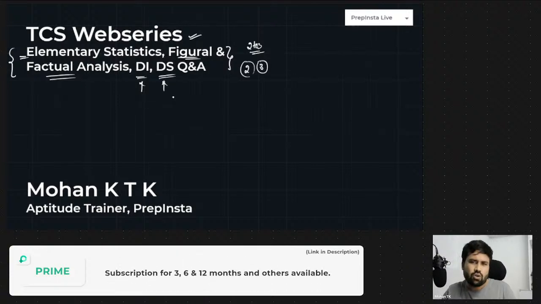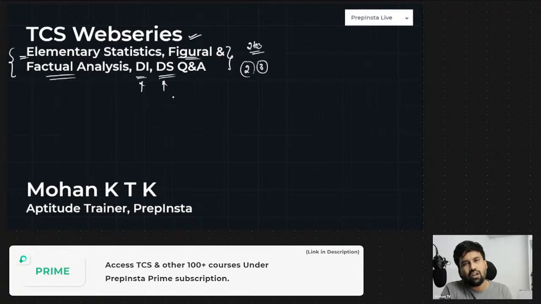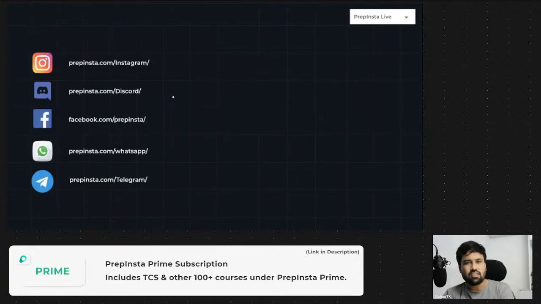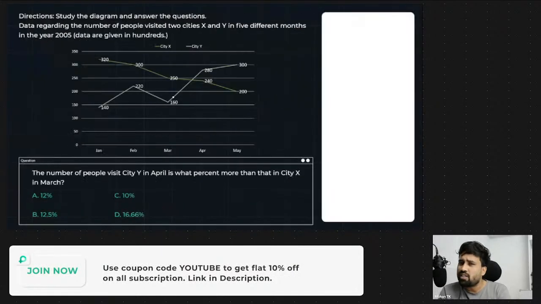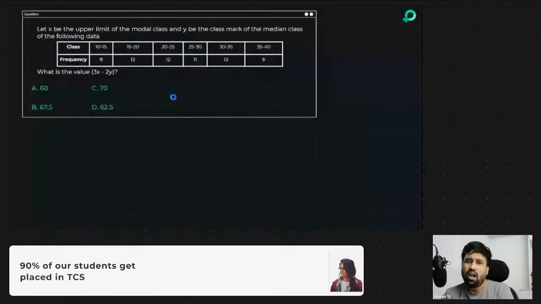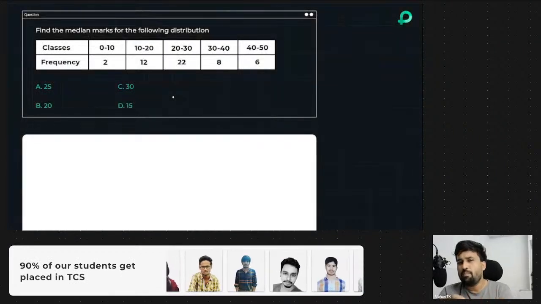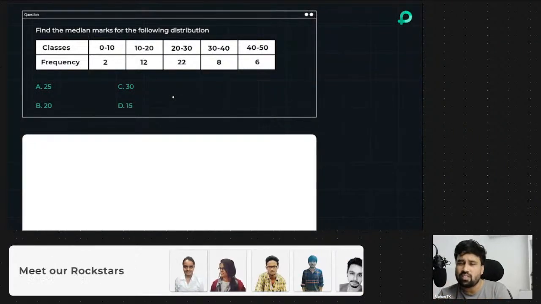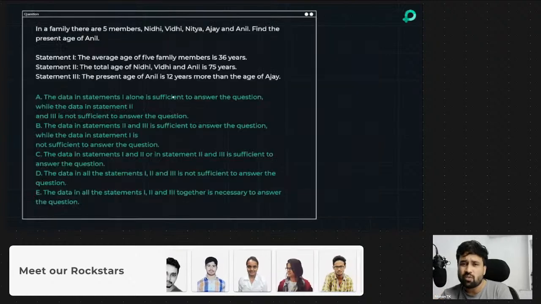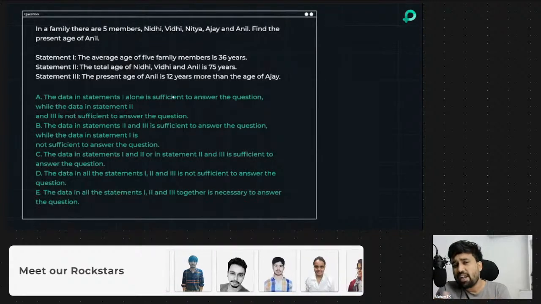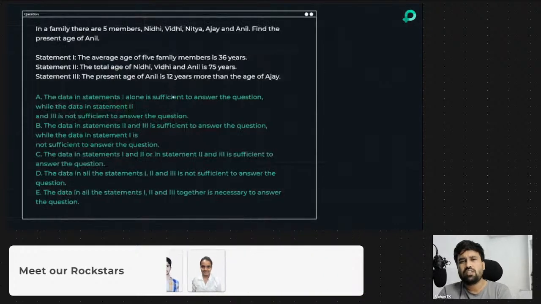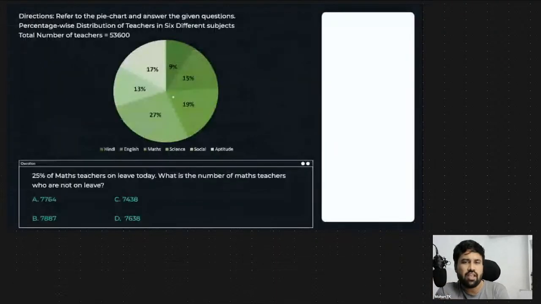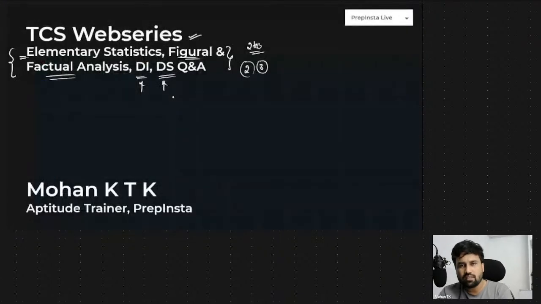Okay, in this session I will tell you how we will proceed. First of all, we'll discuss data interpretation related questions and visual reasoning. I am telling you what we are going to learn in this session: elementary statistics, visual reasoning, and some important data sufficiency related questions on quant. All these questions will be very useful for you.